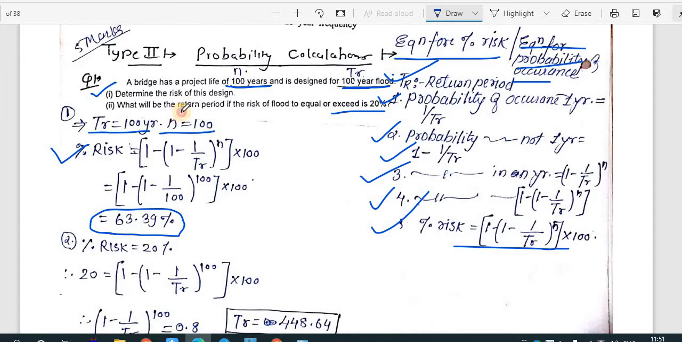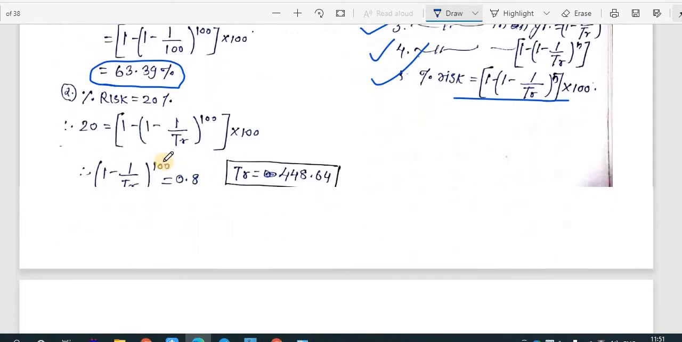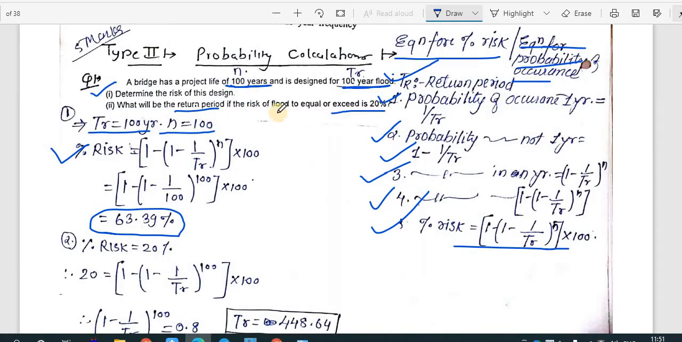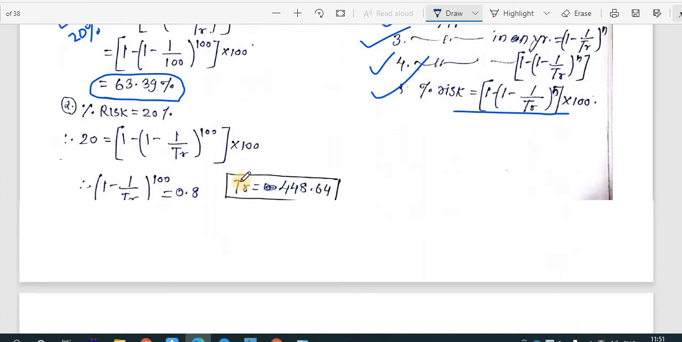That means we need to calculate what? The value of TR. So we need to calculate the value of TR if the risk of the flood is 20%. That means we need to use this formula only. But here we have to take the value of risk as 20%. So risk is given as 20%. So we are taking 20 on this side equals to 1 minus 1 by TR to the power 100, into 100.